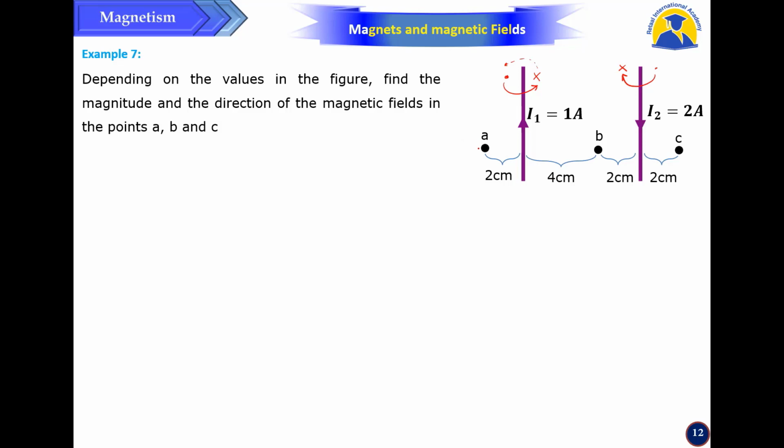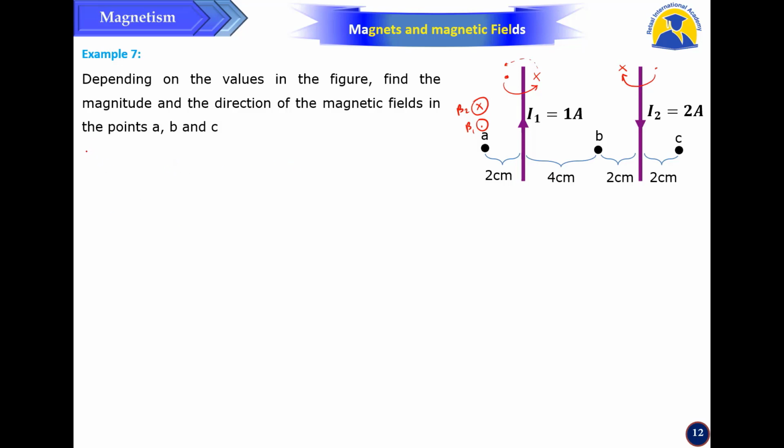So at point A, it is on the left side of wire 1, so it will be dot from B1. Also left side from wire 2, so it will be X from B2. Now we have determined the direction of the magnetic field from each wire. After that, we need to find the strength of the magnetic field.